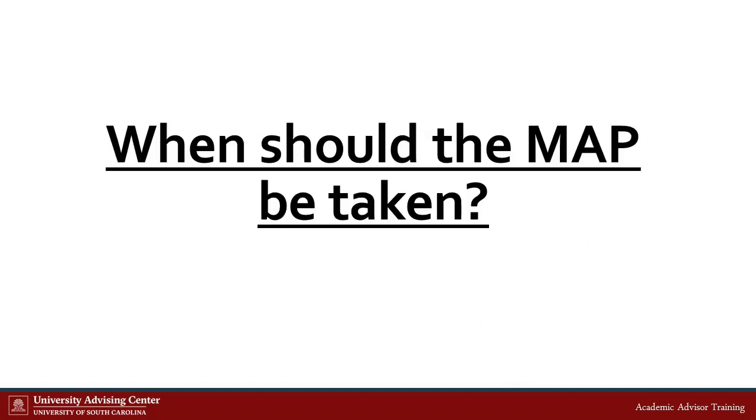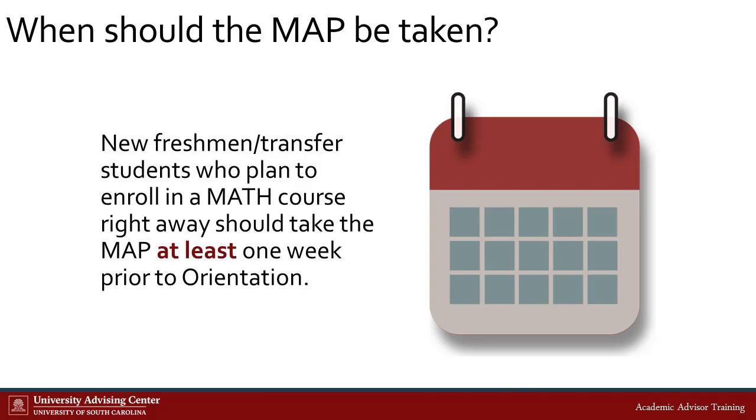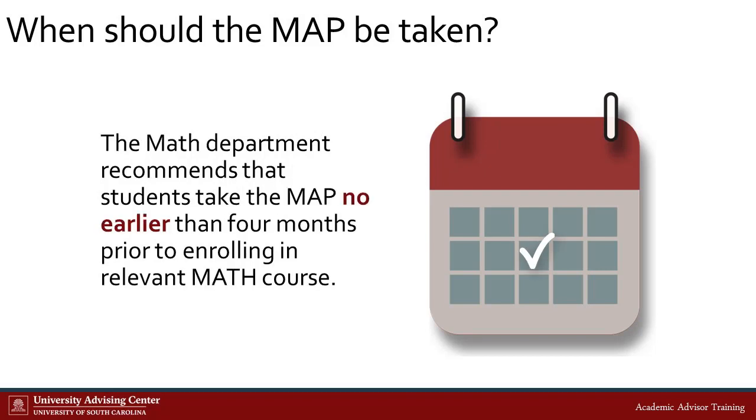When should the Math Assessment of Prerequisites be taken? New freshmen and transfer students who plan to enroll in a math course right away should take the MAP at least 1 week prior to orientation. The math department recommends that students take the MAP no earlier than 4 months prior to enrolling in the relevant math course. This helps ensure students are placed in an appropriate level math course as their math skill level is assessed near the time they will be taking the course.